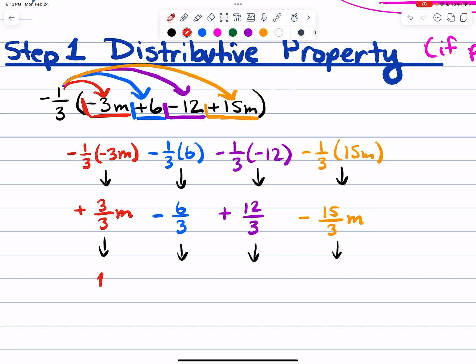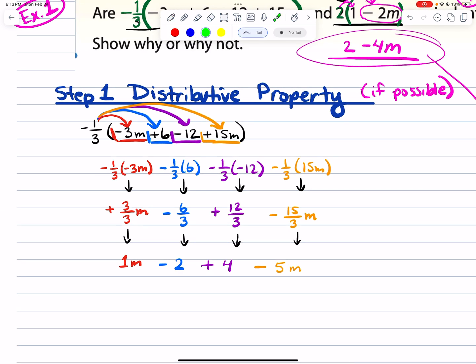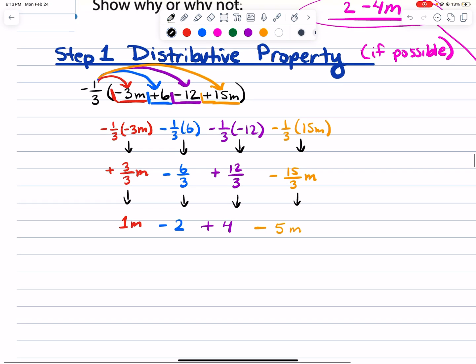Let's see, in the red, 3 divided by 3 is just 1m. 6 divided by 3, keep that negative, is 2. 12 divided by 3, keep the plus, is 4. Keep the minus, 15 divided by 3 is 5m. Now look at that. We have eliminated our 1/3 by multiplying across. Now we can just combine like terms. We got rid of our parentheses. Let's combine like terms now.